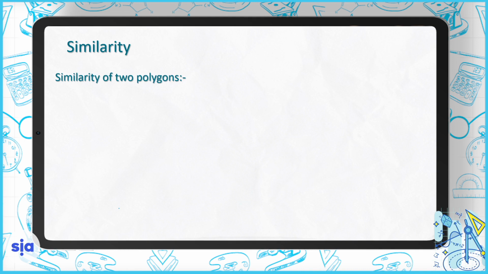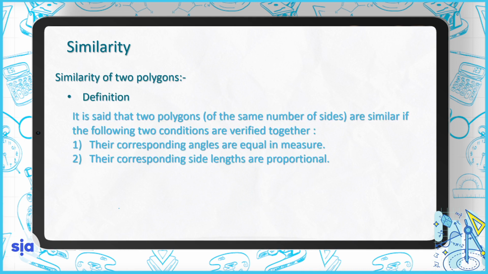In this session we're going to learn about similarity of two polygons. It is said that two polygons of the same number of sides are similar if the following two conditions are verified together. Their corresponding angles are equal in measure and their corresponding side lengths are proportional. This symbol is used to express similarity.